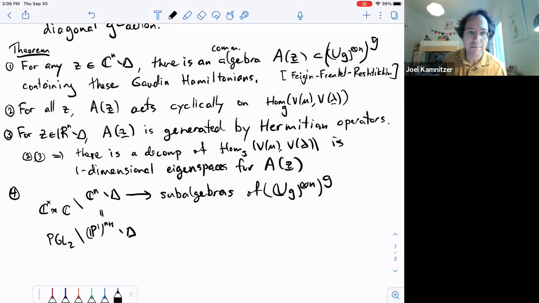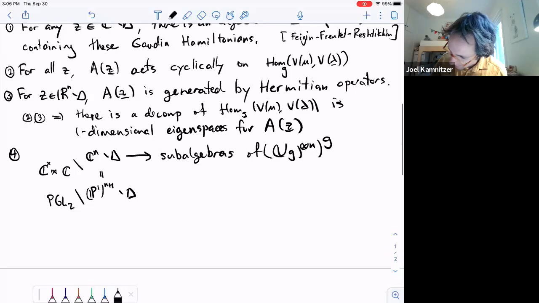PGL2 is a three-dimensional group. Use one degree of freedom of the PGL2 to move one point to infinity, and then you're left with this Borel subgroup acting on C^n minus the diagonal. That space, (P^1)^(n+1) minus the diagonal mod PGL2, is a moduli space of n plus 1 points on the projective line, and it has a natural compactification, the Deligne-Mumford compactification. So this thing sits inside M-bar 0,n+1, the Deligne-Mumford space of genus 0 curves with n plus 1 marked points.